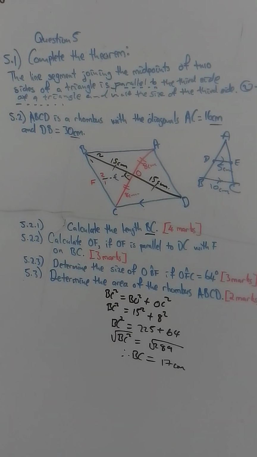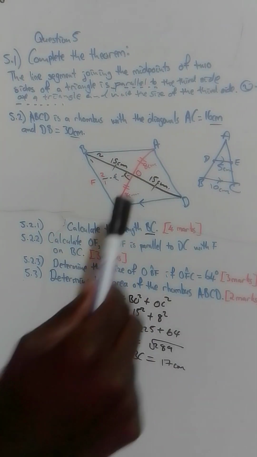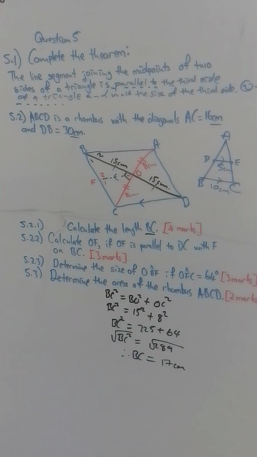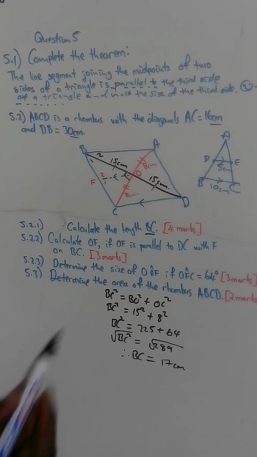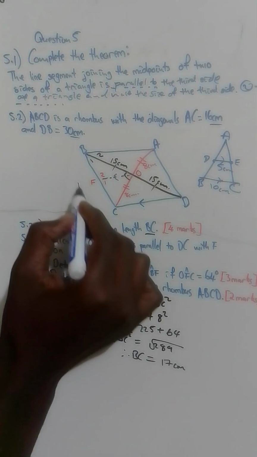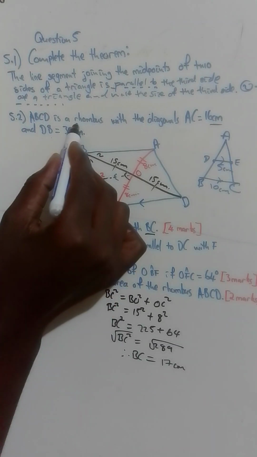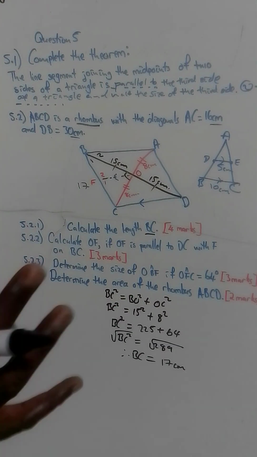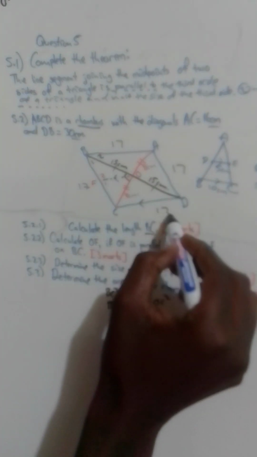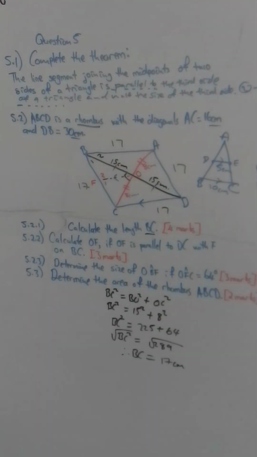So in order for us to calculate the length of line OF, we are going to utilize the information that we had here. But before we use this information, let's remember, we just found that line BC is equal to 17 centimeters, right? But we were told earlier on that this quadrilateral is called a rhombus. And what do we know about a rhombus? We know that all four sides of a rhombus are equal. Meaning to say that BC is 17, CD 17, AD 17, and BA is also 17.